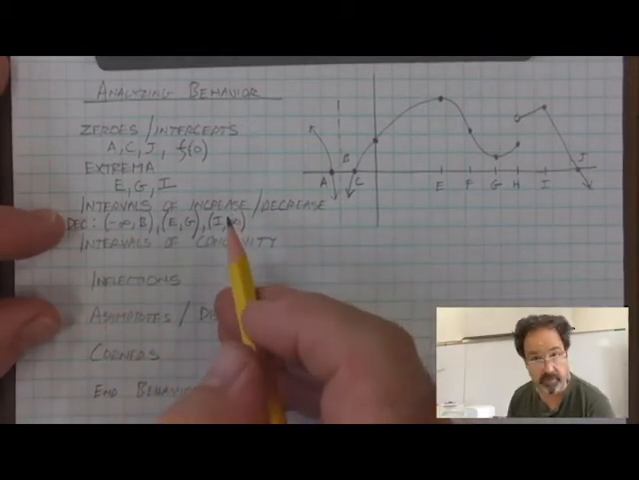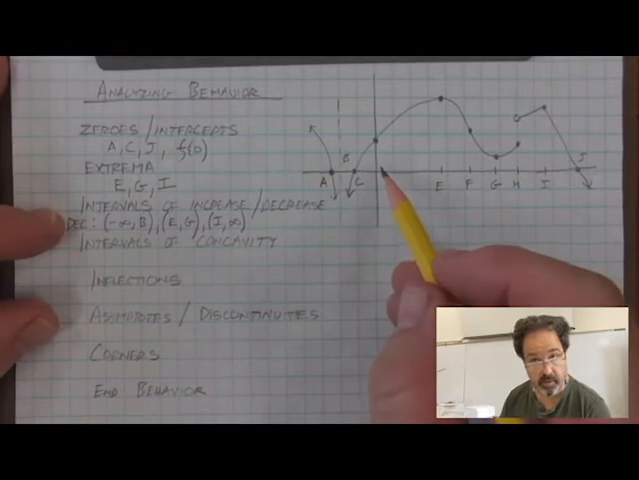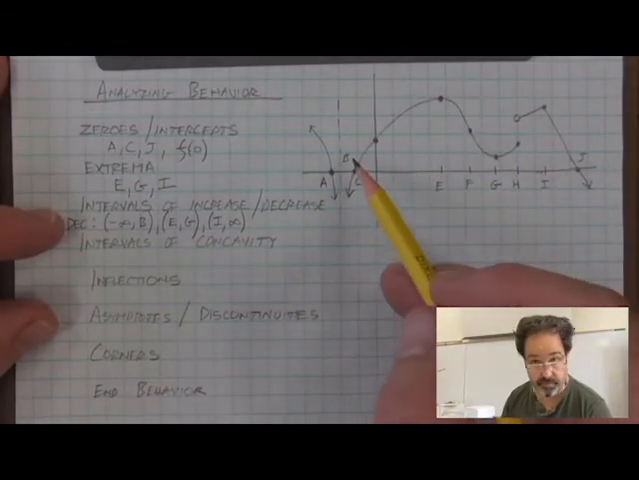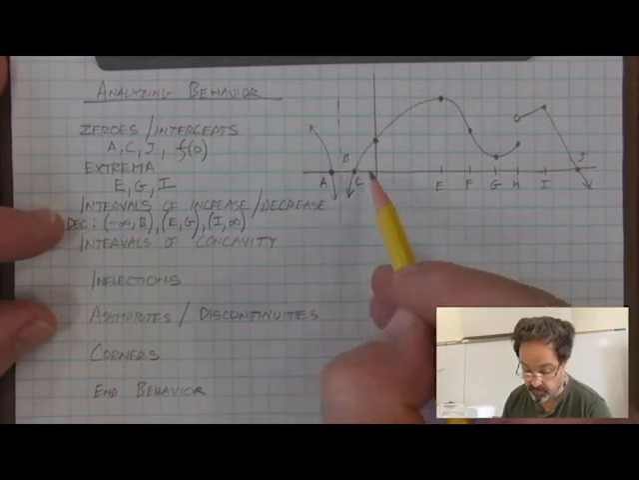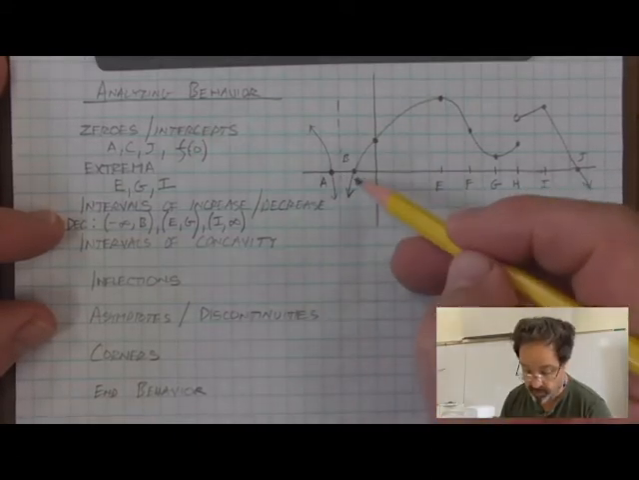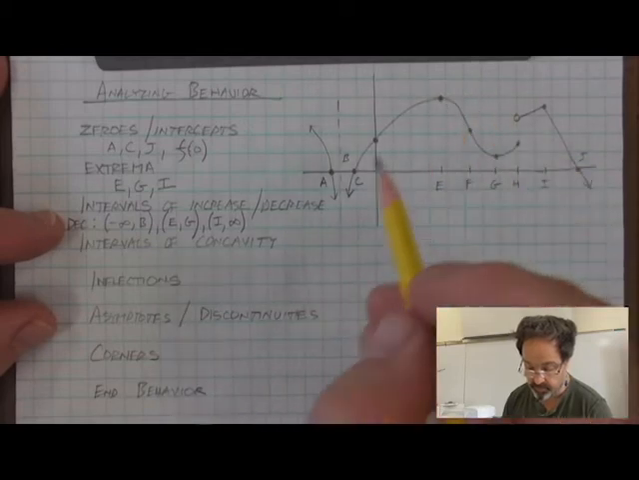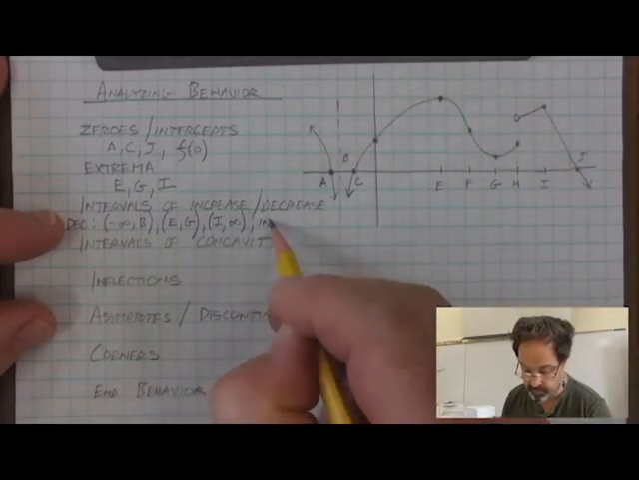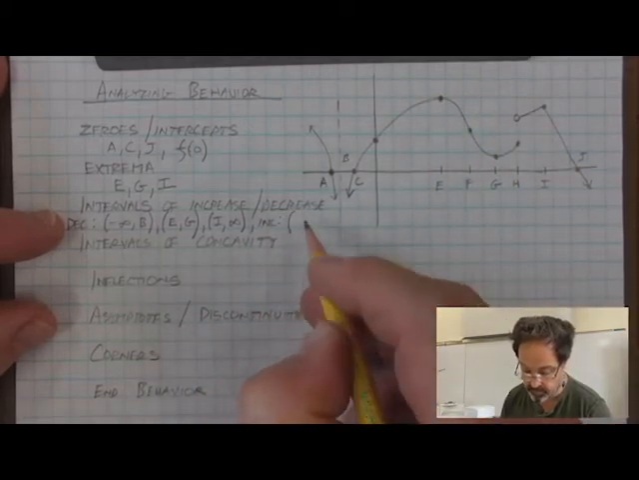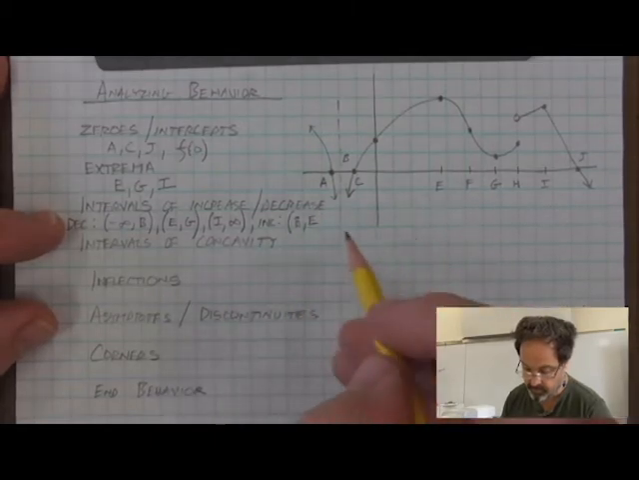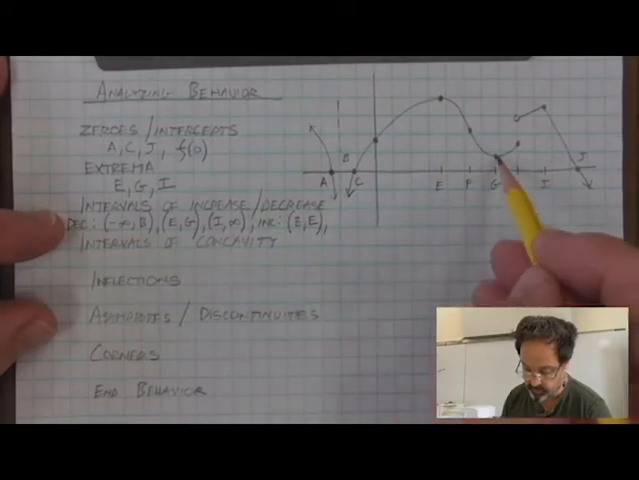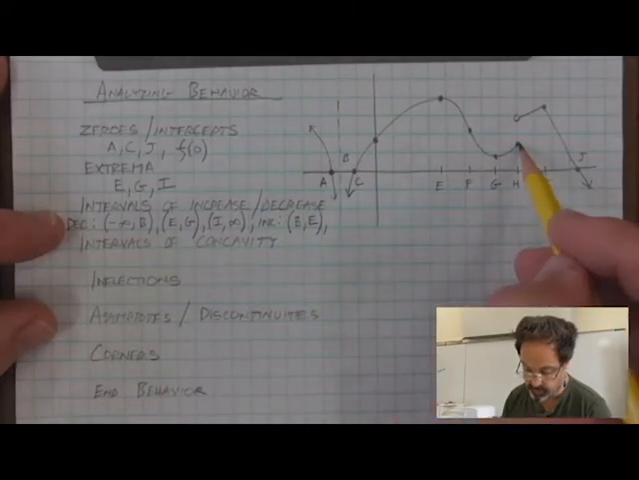Where's the function increasing? Where is it heading up? Where could we draw tangent lines whose slopes are positive? Well, from B to E, we have positive tangent line slopes. The function is increasing. Increasing on the interval from B to E. The function is also increasing from G to H and from H to I.